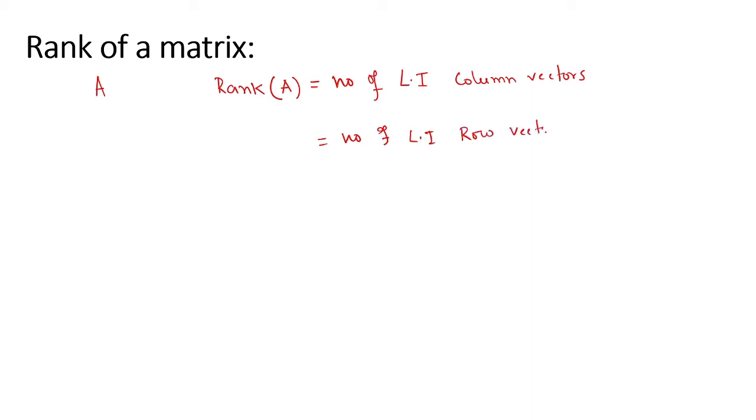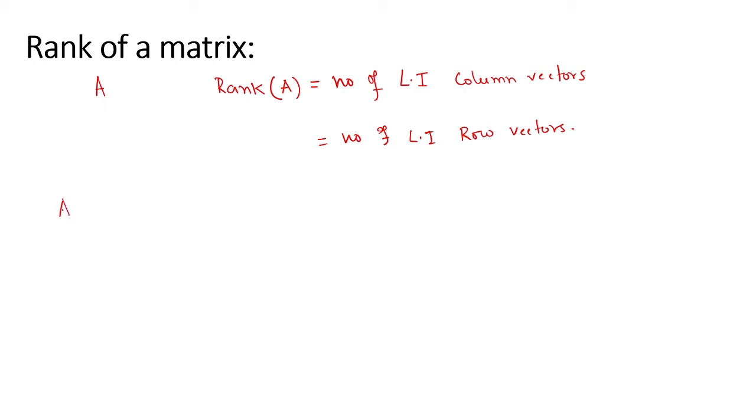Okay. Now let's talk about another important concept. If we have a matrix A, then the rank of this matrix A is nothing but the number of linearly independent column vectors or the number of linearly independent row vectors. The same thing. So the rank of the matrix is the number of linearly independent column vectors or the number of linearly independent row vectors.